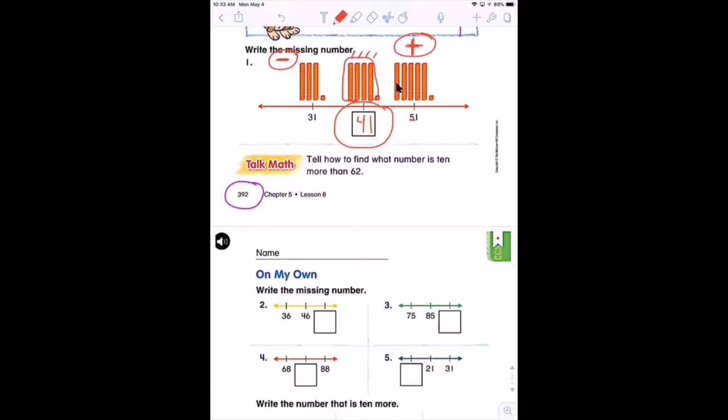Now I had 4 groups of 10 right here. If I put 10 more, then how many groups of 10 do I have here? It would be 5. Now if I had 4, but I take 1 out, how many groups of 10 do I have here? 3.